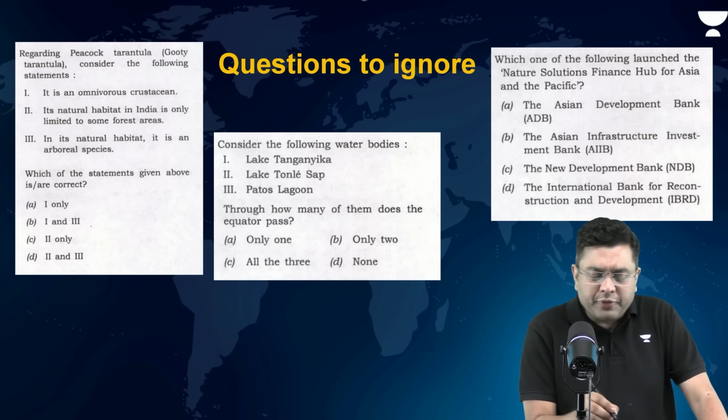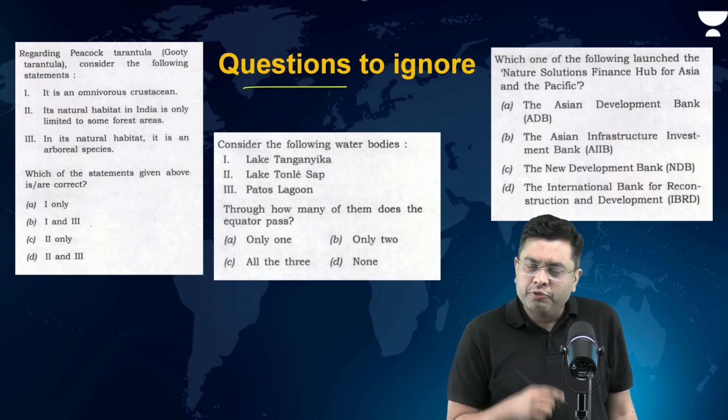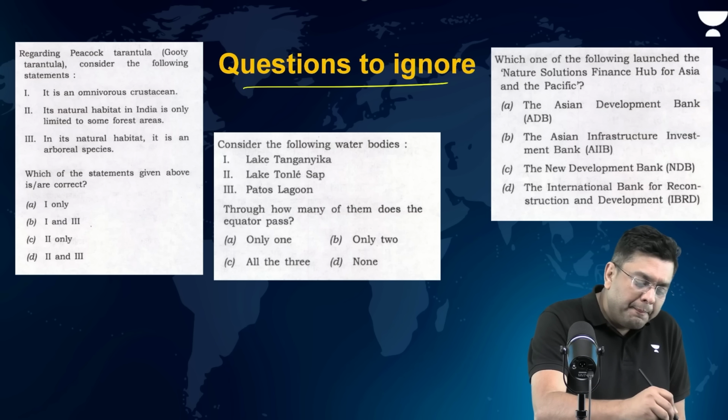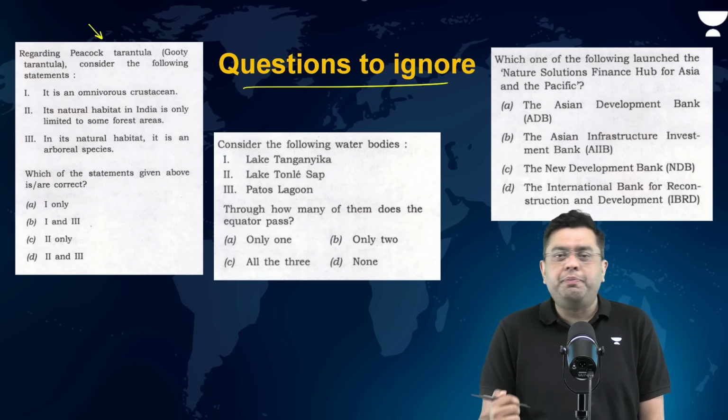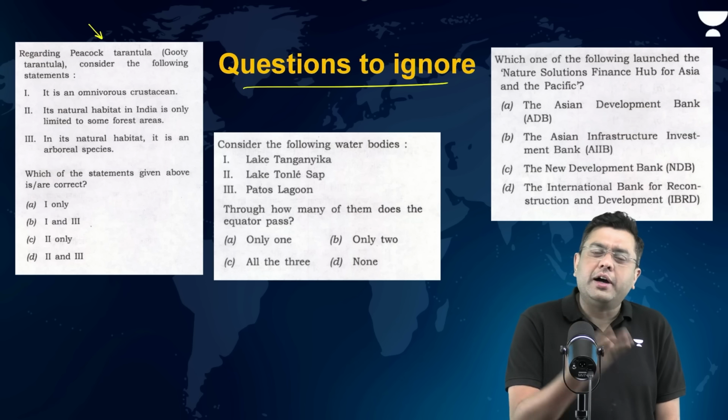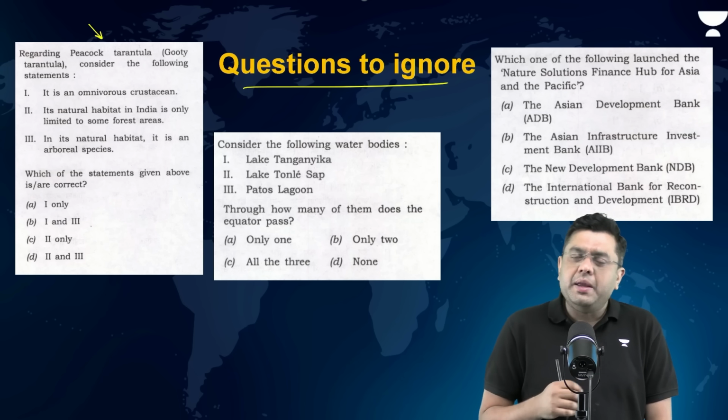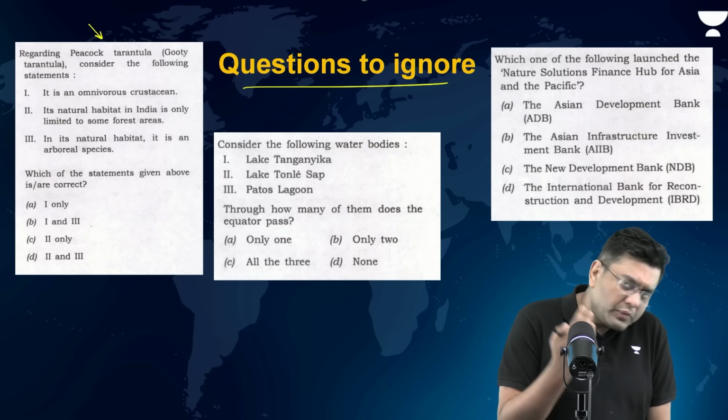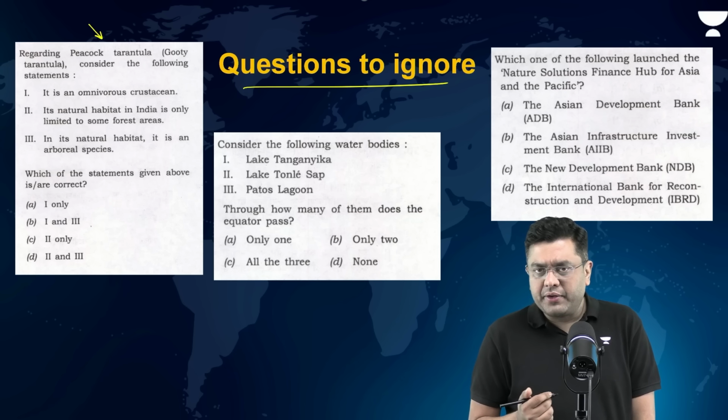Now, which are the types of questions you should ignore while attempting the paper? Peacock tarantula. Consider the features of peacock tarantula. If you have not heard about this, you will never be able to get this, or you will end up committing negative marks.